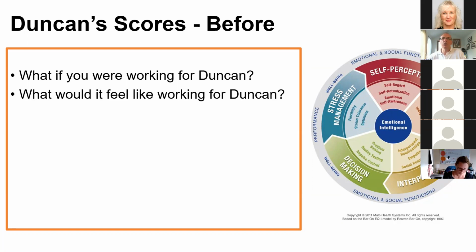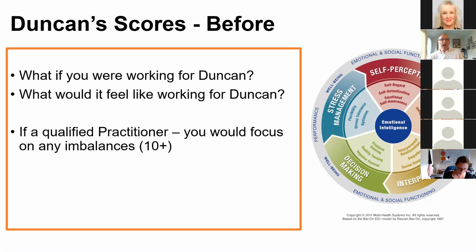Again, what would it feel like to be working for him right now? What would it be like just then? What would it be like working for him? Good news is, he did do, it was 4 sessions of coaching. And what the coach would be looking for is, we need to get Duncan's scores balanced. So when you, for instance, line stress tolerance of 117 against his reality testing of 33, you've got something like an 80 score difference.